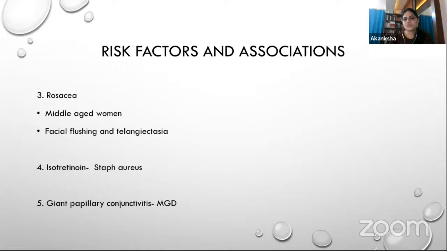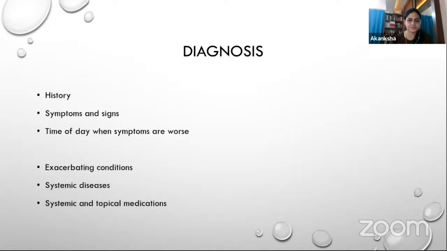Isotretinoin, which is a commonly used drug for acne vulgaris, has been shown to increase the levels of Staph aureus present on the lid margins, and therefore this also has an association with patients developing Meibomian gland dysfunction. Giant papillary conjunctivitis, usually seen in patients who use contact lenses, also occurs because the contact lens constantly irritates the lid margins and the inner surface of the palpebral conjunctiva. They sometimes develop Meibomian gland dysfunction, and then the patient becomes intolerant to the use of contact lenses.